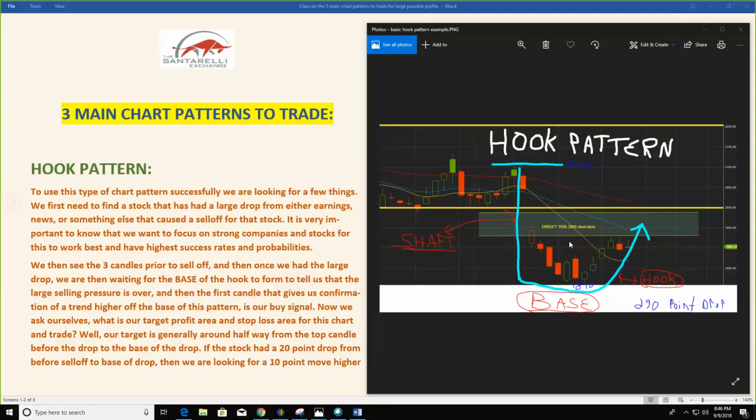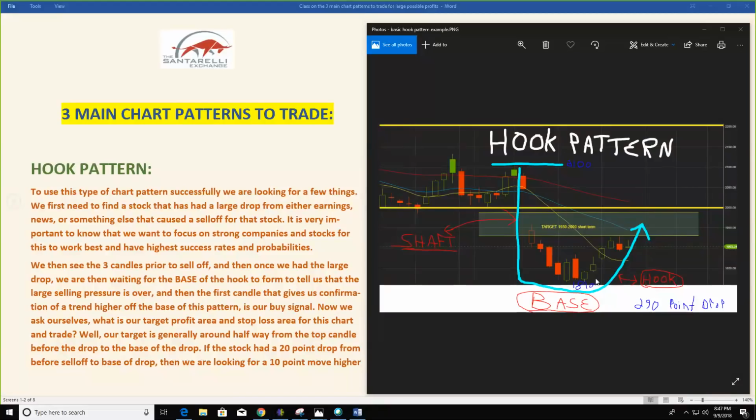But going back now, how do we know where the target profit area is and our stop loss area? Okay, so we're looking basically, like I said, from the top of this shaft to the bottom. So if we're looking here, 2100 down to, let's say 1800, that's a, where are we at here?